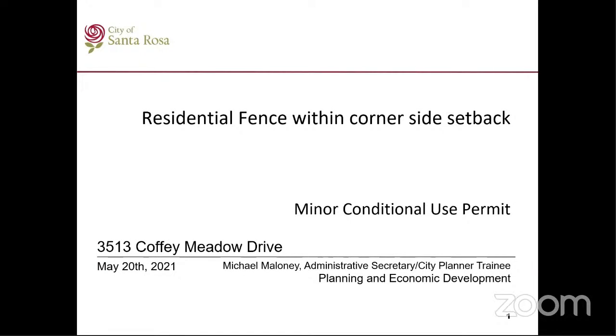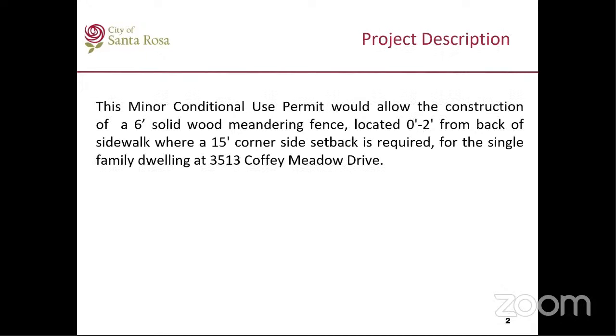Perfect. The project before the zoning administrator today is for a minor conditional use permit for a residential fence within a corner side setback at 3513 Coffey Meadow Drive. This minor CUP would allow for a 6-foot solid meandering fence, which I'll further explain in the presentation. The fence would be located 0 to 2 feet from the back of the sidewalk where a 15-foot corner side setback is required.